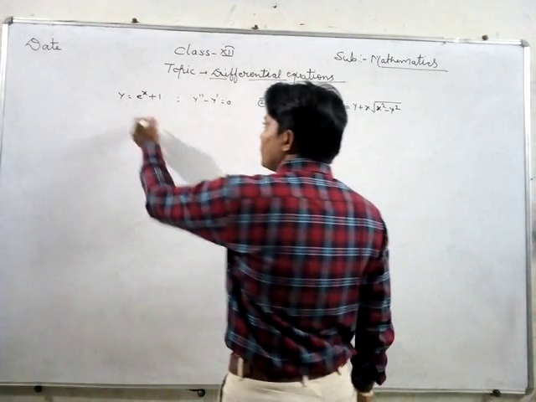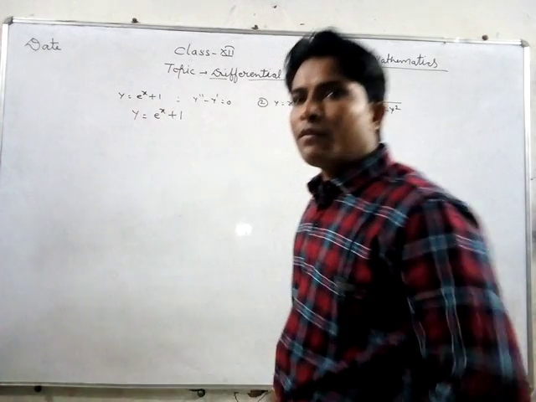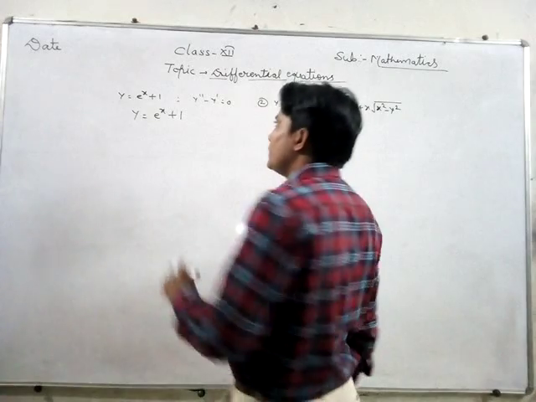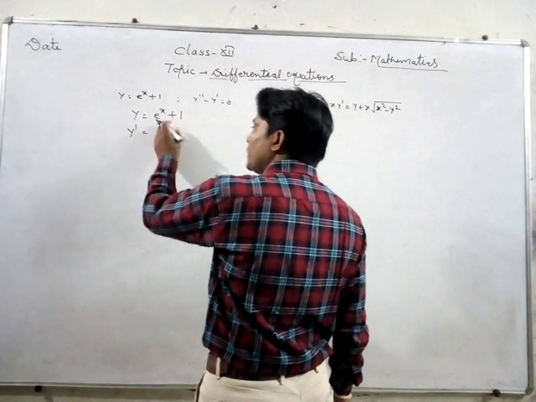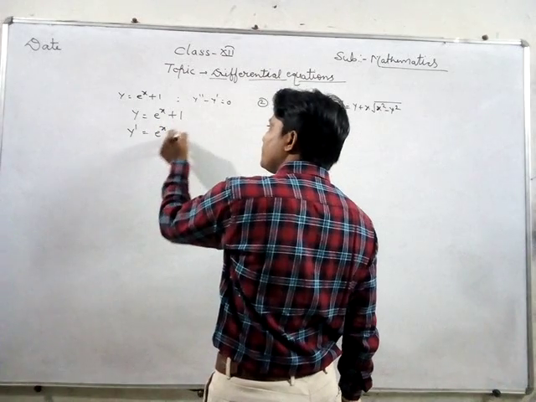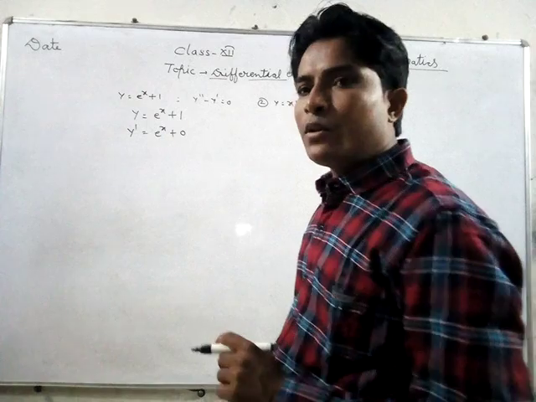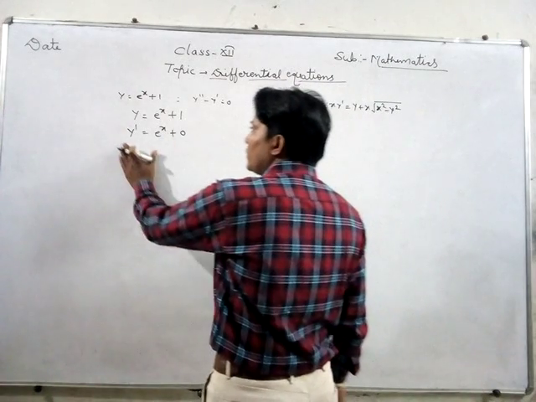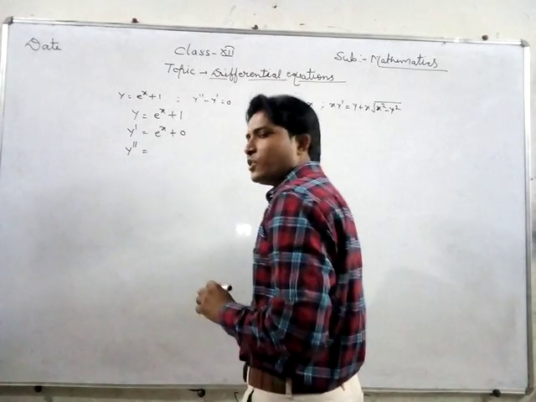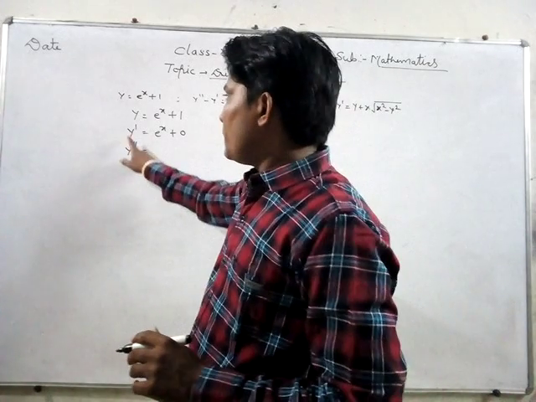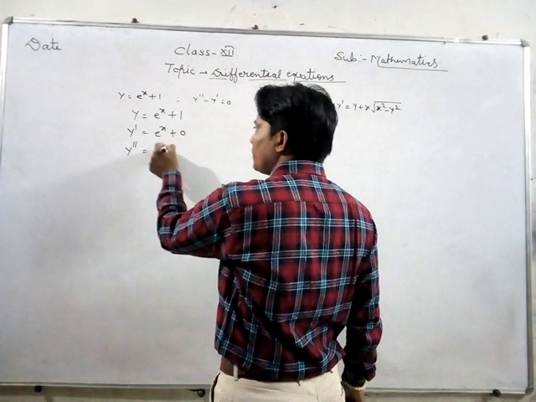So first of all, our question is given y is equal to e to the power x plus 1. If we differentiate with respect to x, we get y dash equal to e raised to power x plus 0. We know that the differentiation of e raised to power x is e raised to power x. So y dash is equal to e to the power x, and again we differentiate a second time. Differentiating y dash gives y double dash, and e to the power x is again e to the power x.